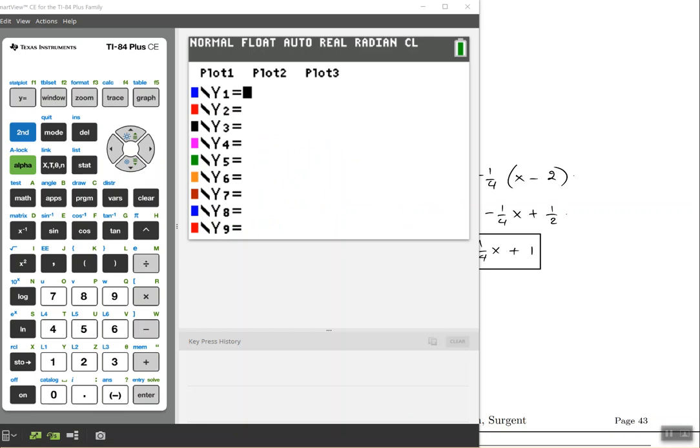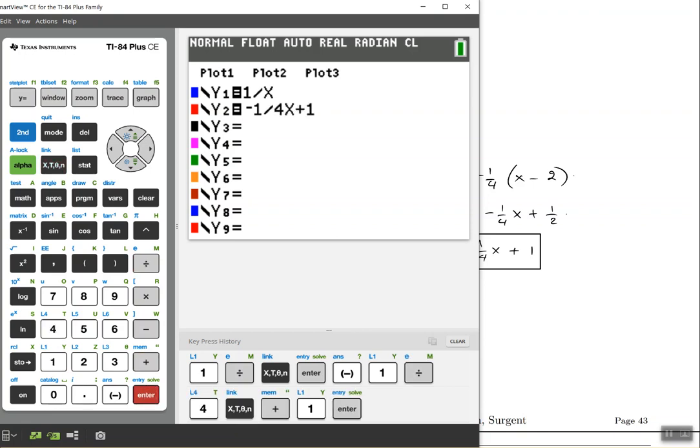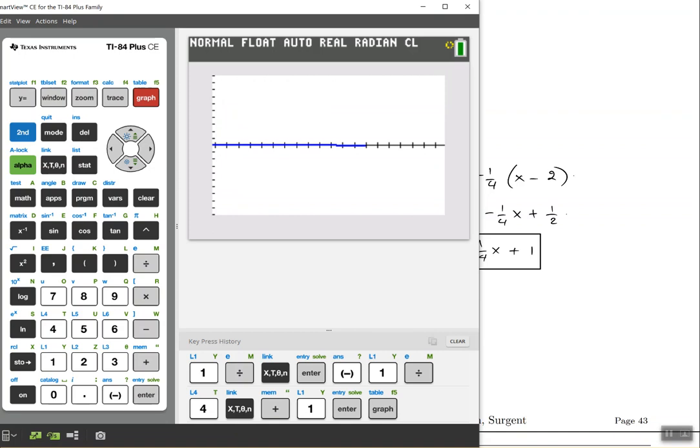What I'd like to do now is to show you the significance of what we just got by using the calculator to graph everything. So I'm going to do a couple of things here. First of all, I'm going to graph the function itself, the 1 divided by x. And next, let's graph the tangent line itself. This was negative 1/4 x plus 1. So again, here's the graph.